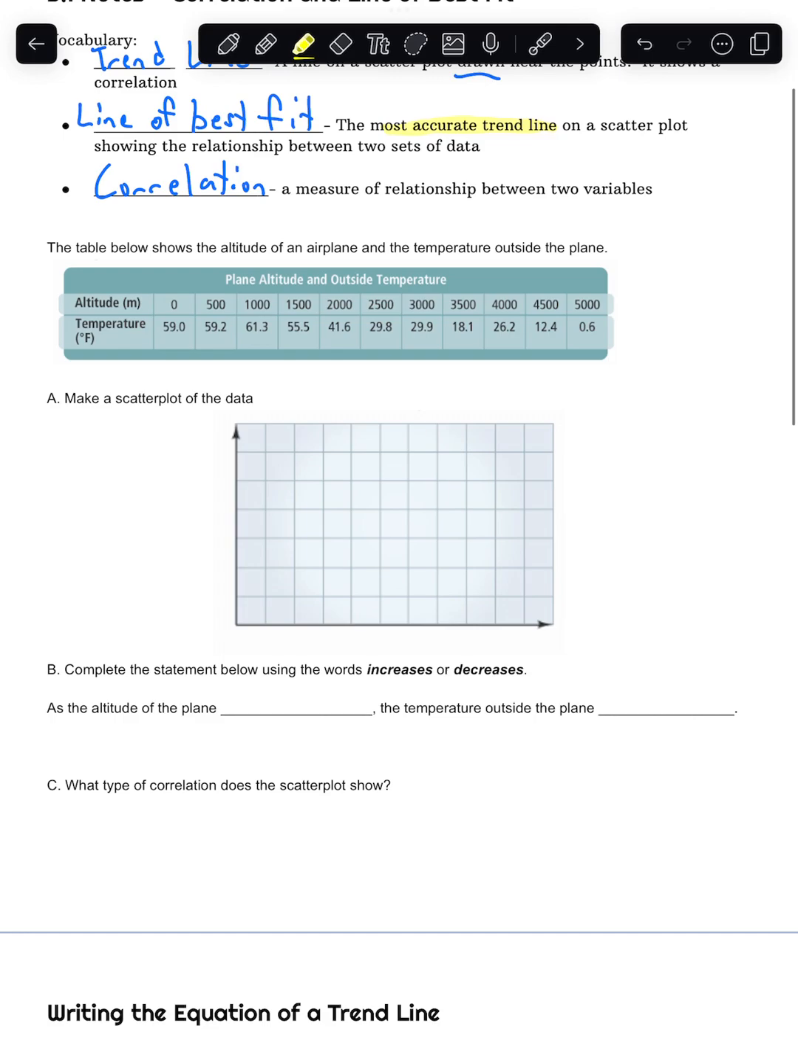So the first thing we're going to work on is graphing some data, looking at it, and drawing a trend line. Forgive the barking dog in the background or family doing family stuff, but I'm making this at home, so that's what you get.